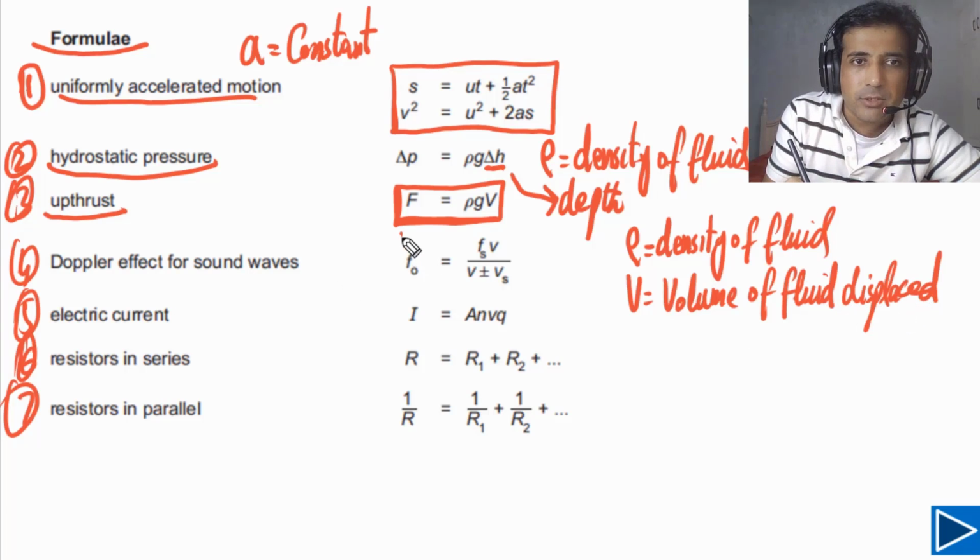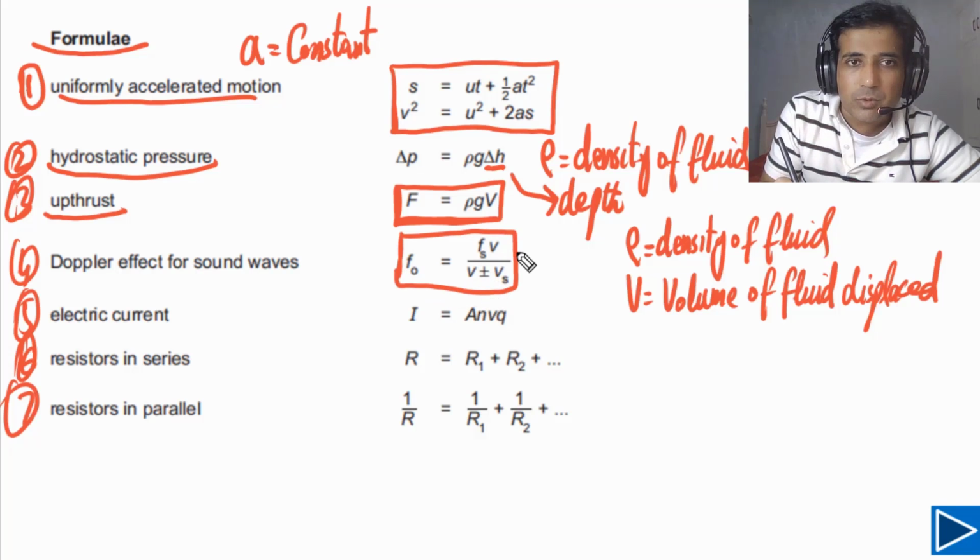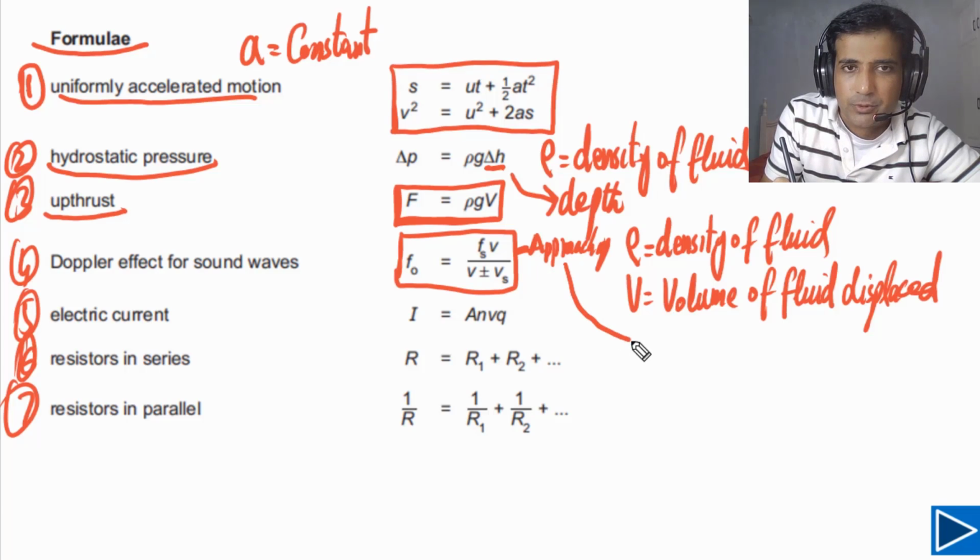The second, this formula, this is about the Doppler effect. You need to understand when to use plus, when to use minus. So for this formula, if the source is approaching, then you can calculate the observed frequency. So we can write down f naught.